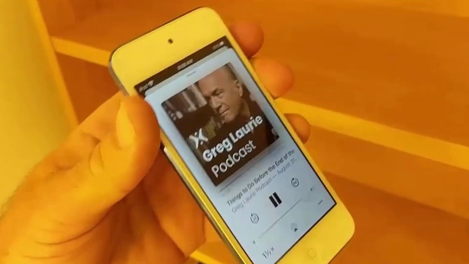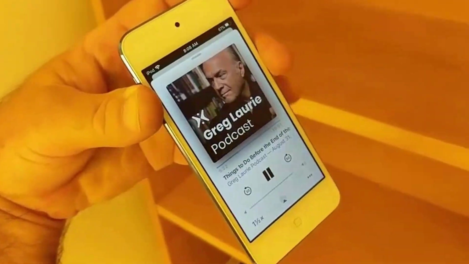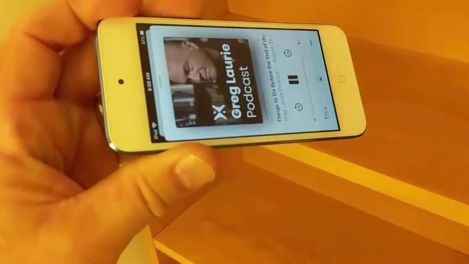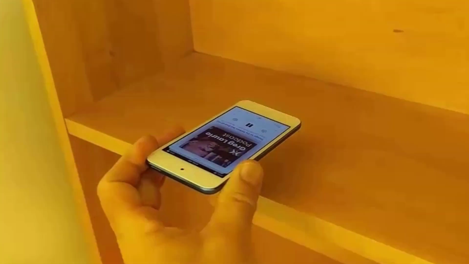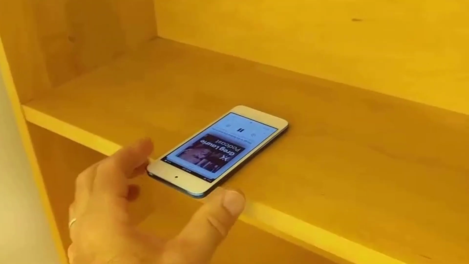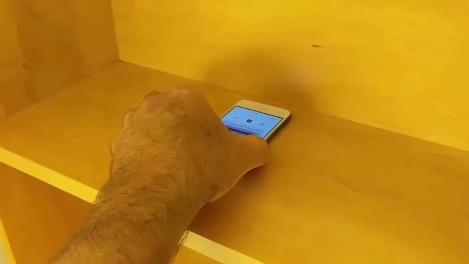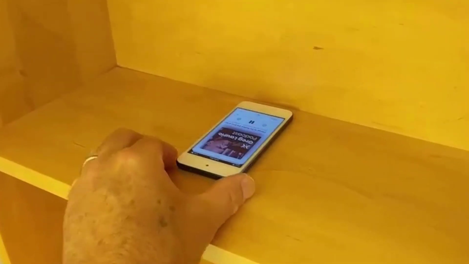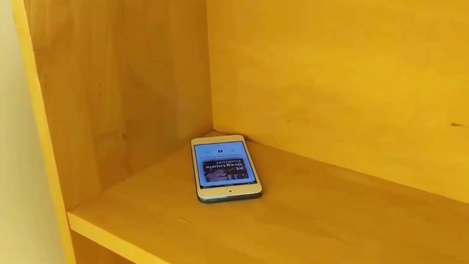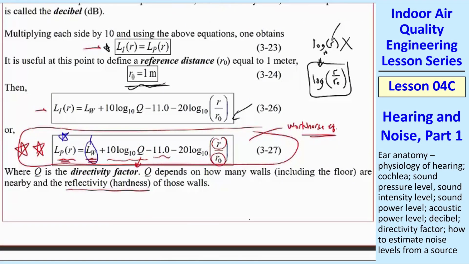Here's a practical example. I'm listening to a podcast while I work out, and you can hear how loud it is. If I put it on the floor, it's louder. If I put it next to 2 floors, 2 walls, it's louder yet. I put it in a corner, it's even louder. Remember, this LW is independent of where you're at. So LW is due to the noise source.